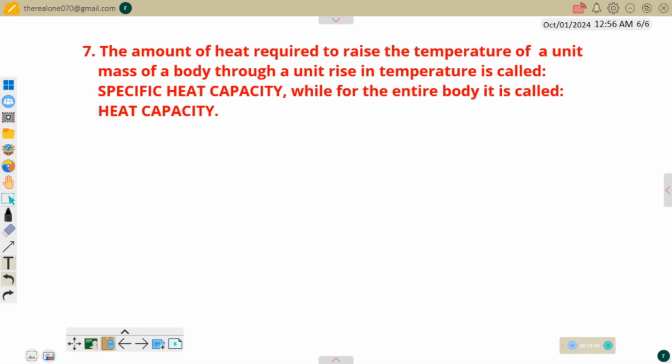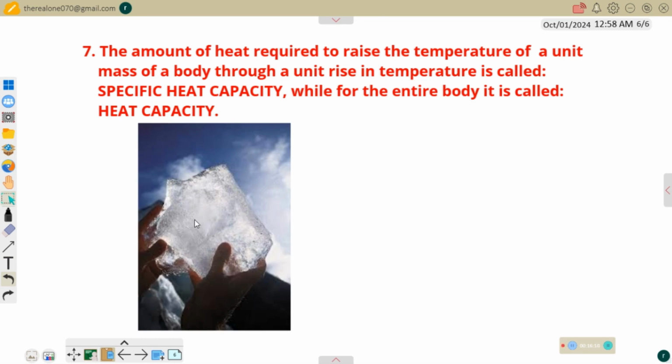So now fact number 7: the amount of heat required to raise the temperature of a unit mass of a body through a unit rise in temperature is called specific heat capacity, while for the entire body, it is called heat capacity. So I need to explain this a little bit. Now consider this diagram. This is an ice. So I want to use this to explain specific heat capacity and heat capacity.